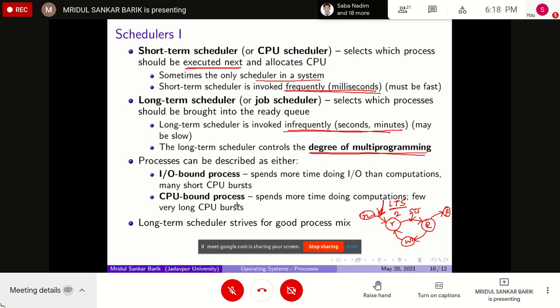And CPU bound processes are those which spend more time doing computations. Maybe say some number crunching application. Say you have written a program which will read, say, 1 million numbers from a file, and then it will perform a certain task over those 1 million numbers. Assume that reading takes 1 minute, and then it will perform the number crunching task, which may take say half an hour or 1 hour or maybe longer.